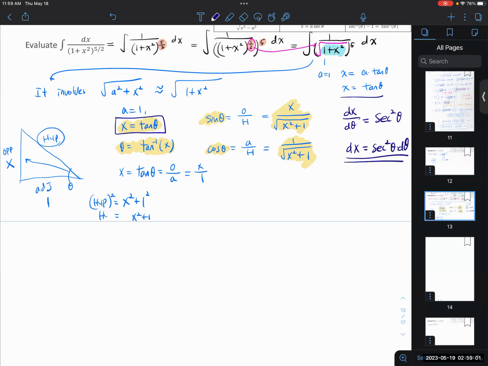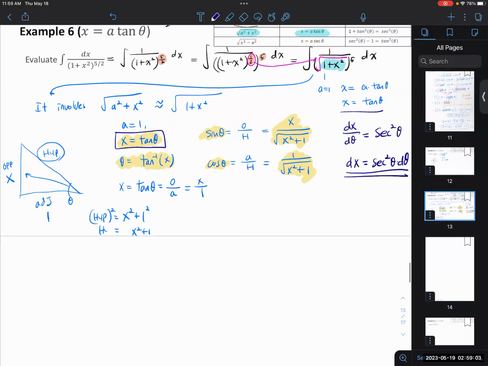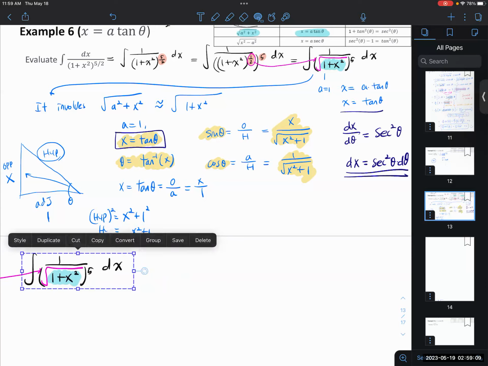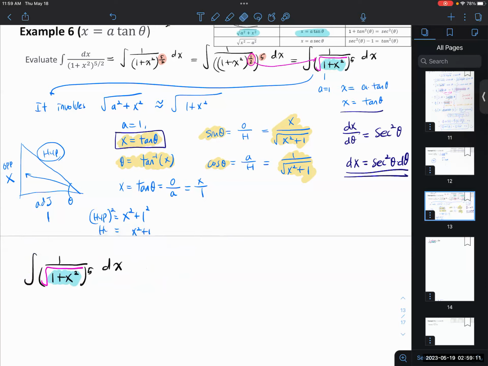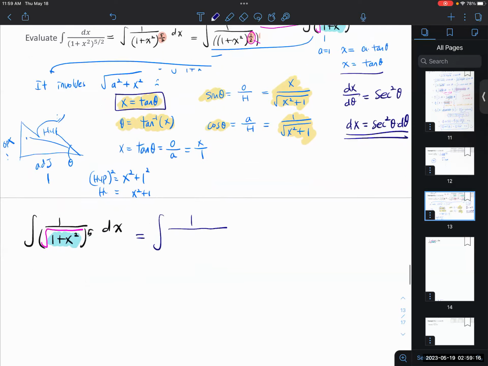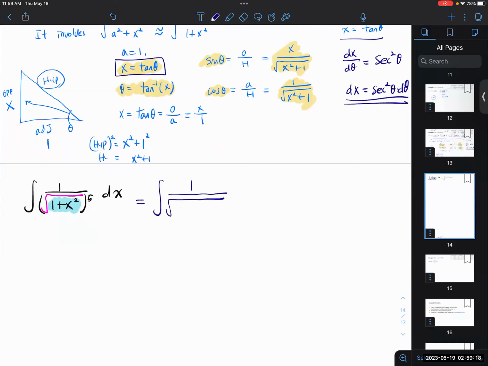So we're going to use this one when you convert it. We have this information. Let me copy, so we start from here. I'm going to delete. So we now convert it: 1 over radical 1 plus, what is x again? Tangent theta squared, and we have a 5th power outside. And dx is now secant squared theta d theta.